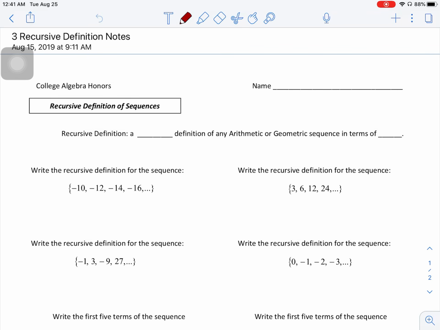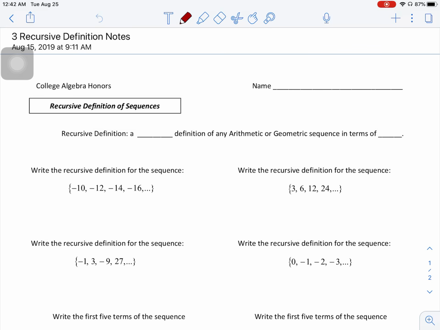This video is going to cover recursive definitions. Now, recursive definitions can apply to either arithmetic or geometric sequences. There are ways to have it apply to sequences that are non-arithmetic or geometric, but they can get pretty wacky looking. So we're going to stick with pretty much the arithmetic or geometric ones. So what is a recursive definition?